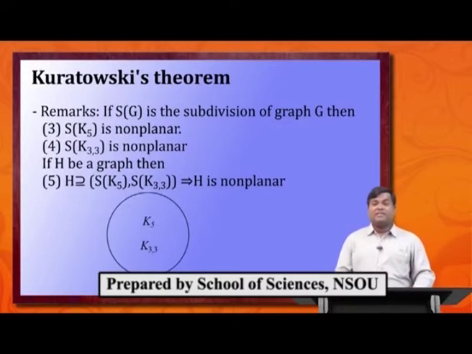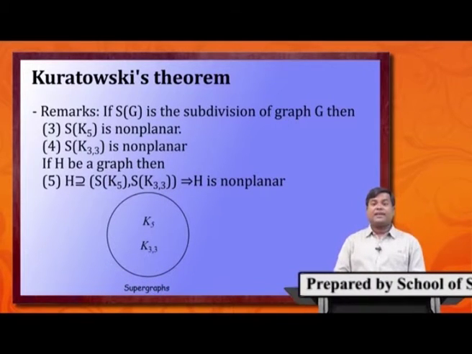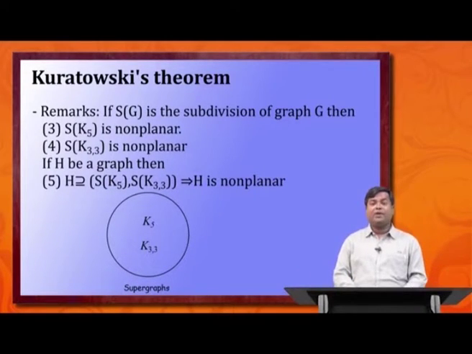So this Venn diagram we have seen earlier. This is the supergraphs of K5 and K33, and we have already concluded that all the graphs inside this Venn diagram are basically non-planar graphs.